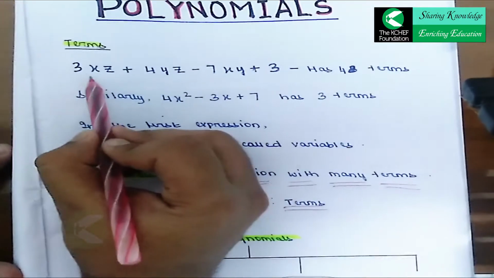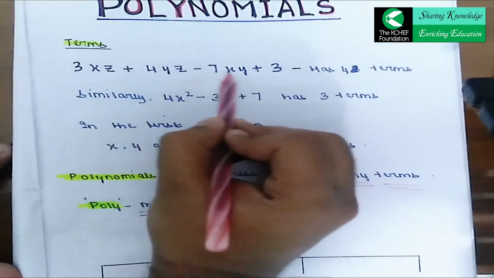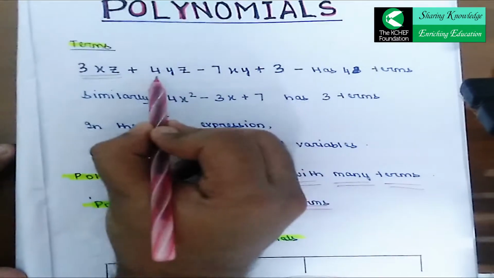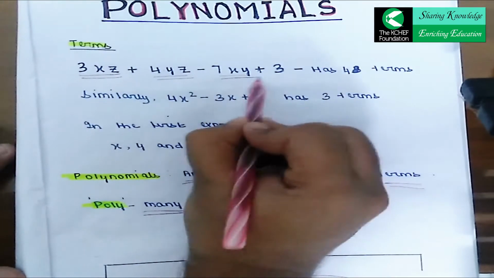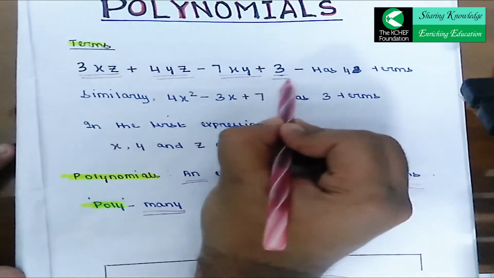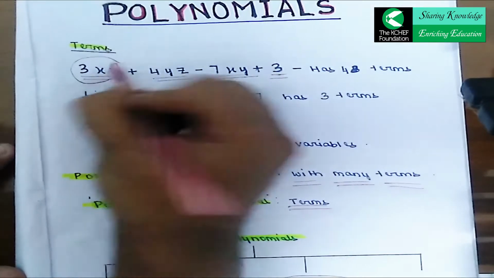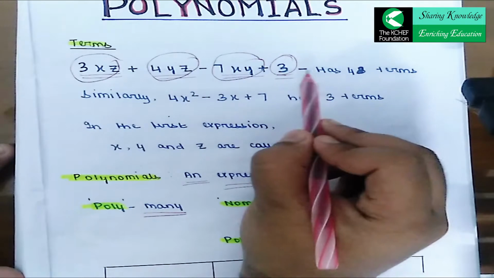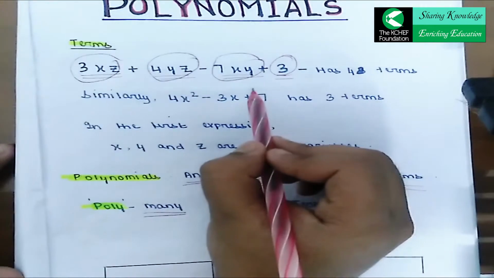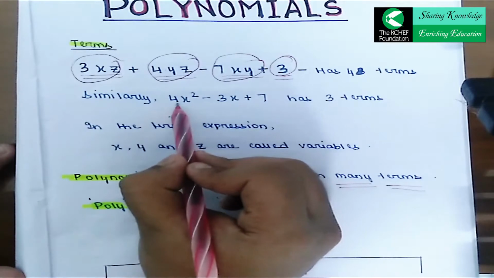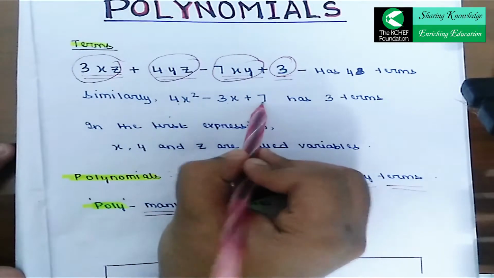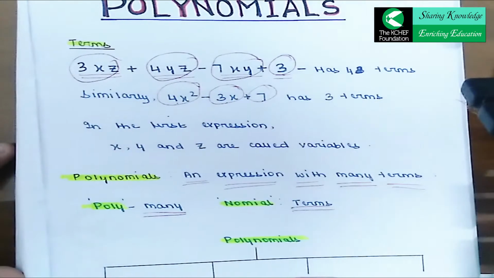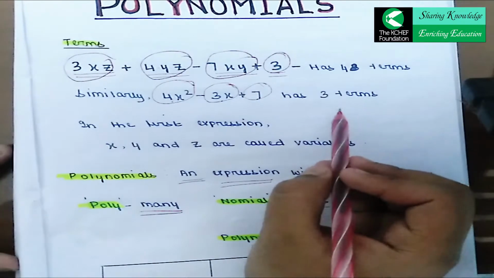Just look at this expression: 3xz + 4yz - 7xy + 3. Here 3xz, 4yz, -7xy and 3, all four of these, like 1, 2, 3 and 4, are known as terms. So this expression has four terms. Now look at this expression: 4x² - 3x + 7. Here 4x² is one term, 3x is another term and 7 is another term. So this expression has three terms.